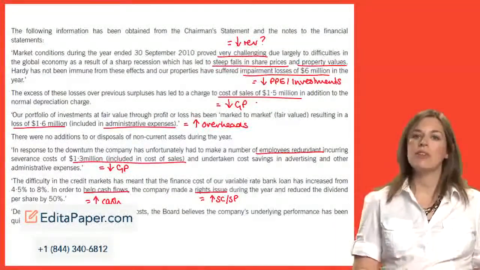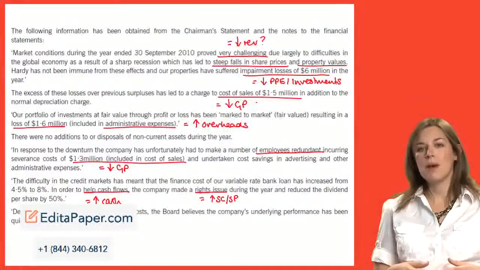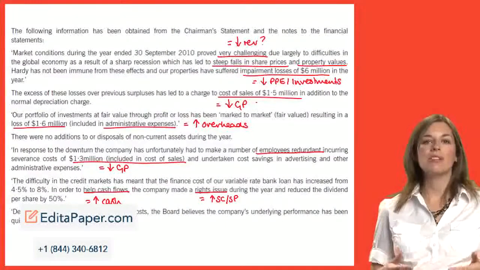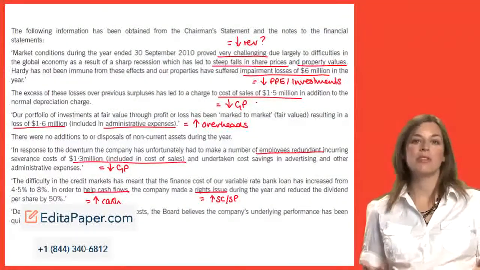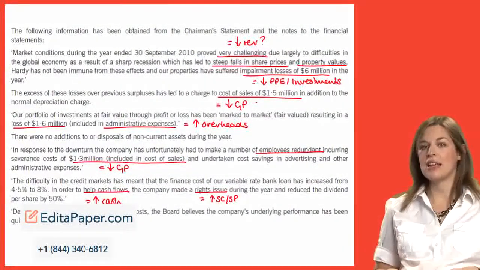So although we've got these downward movements in the income statement, and there's obviously some problems in the market, the shareholders are confident in the performance of the company. Okay, so that's our initial analysis.